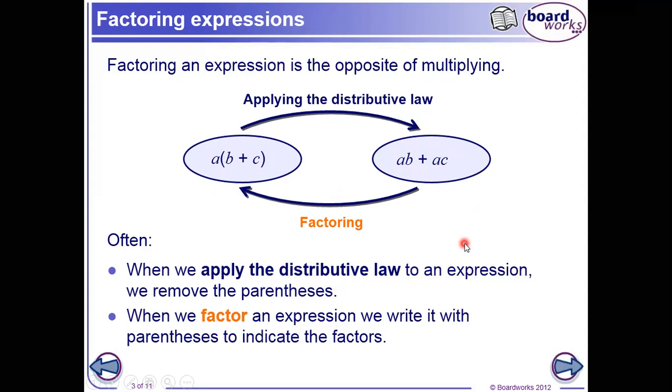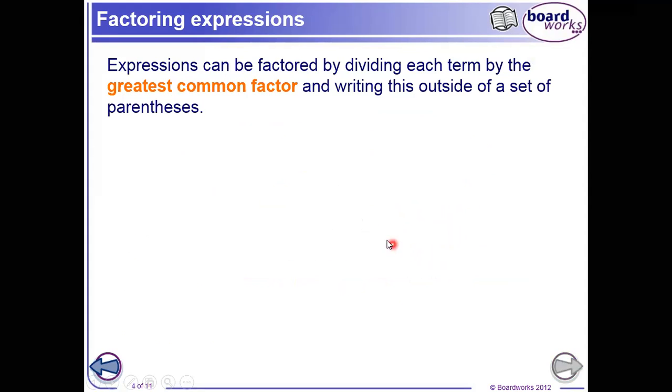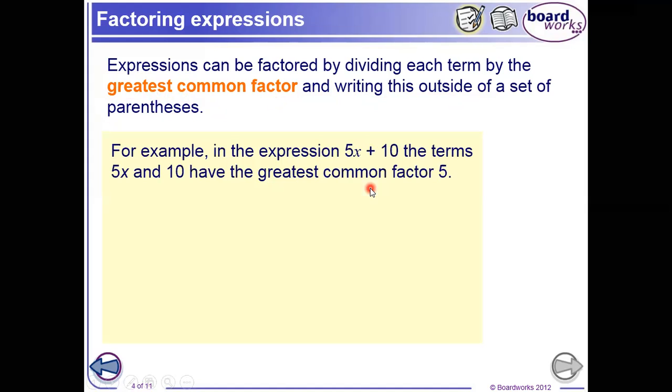And then when we factor the expression, we write it in the parentheses to indicate the factors. So a here is a factor of b and c. And when we remove the bracket using the distributive law, we end up getting ab plus ac. So basically, any expression can be factored by dividing each term by what we call the greatest common factor. So always use the greatest common factor, and we write it outside of a set of parentheses, or brackets. The greatest common factor is taken outside the brackets, and the remaining values are the ones that we leave inside the bracket. So let's look at an example.